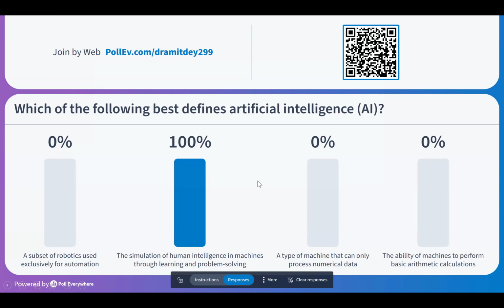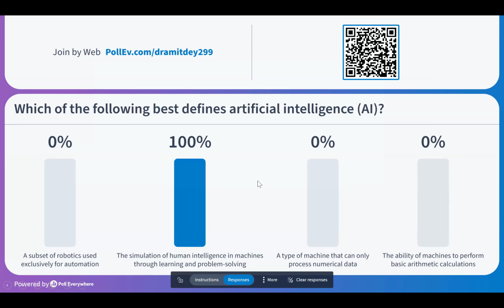And answer the question. The question we are asking is, which of the following best defines artificial intelligence? In the first segment, we had defined intelligence and artificial intelligence. So what is the definition of AI? This is a very simple question. Option A: is it a subset of robotics used exclusively for automation? Answer B: simulation of human intelligence in machines through learning and problem solving.